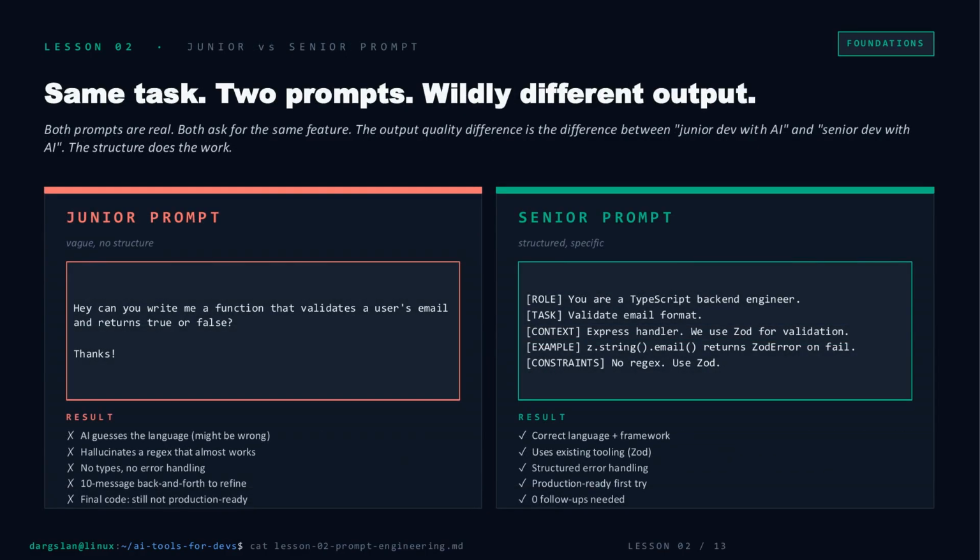Before we get into the scaffold, look at why it matters. Same task. Validate an email. Left side: hey, can you write me a function? The model guesses the language, hallucinates a regex, and you're 10 messages deep, still not in production. Right side: role, task, context, example, constraints. 5 lines. You get TypeScript with Zod, structured errors, shipped on the first try. Same model, same task. The structure does the work.